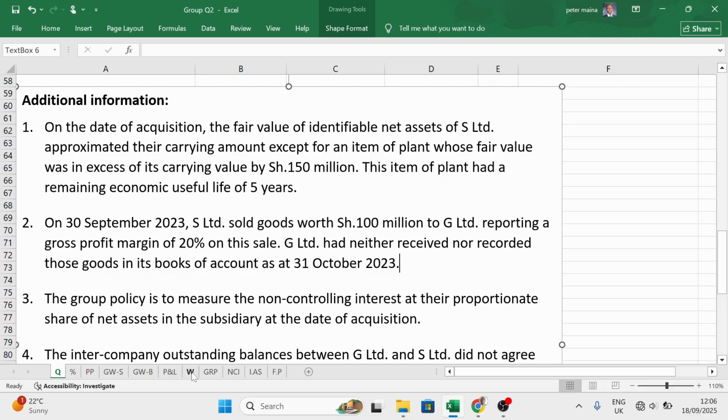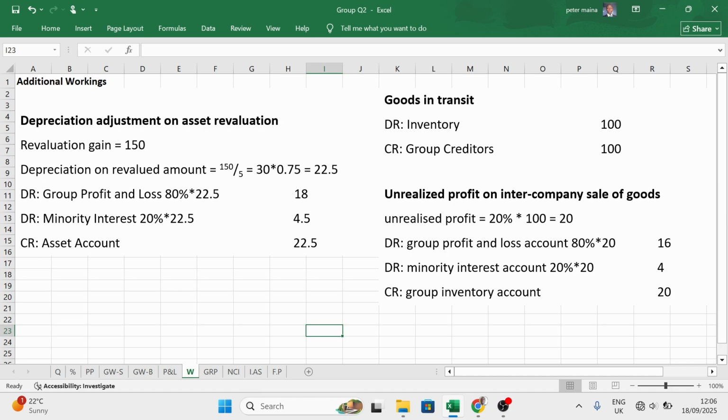So anytime you have goods in transit, this is how we make the workings, the adjustments. Debit inventory account with the value of goods in transit. Credit group creditors with the value of goods in transit. So this is regardless of who was selling to who, whether it was the parent selling to the subsidiary or vice versa. These are the entries we always make.